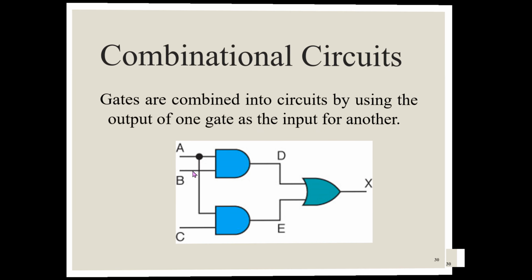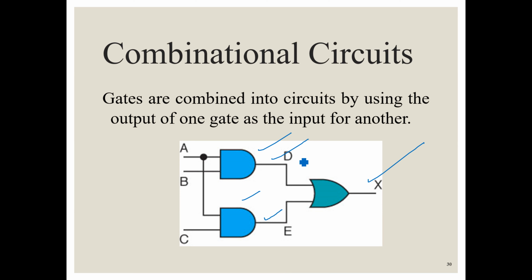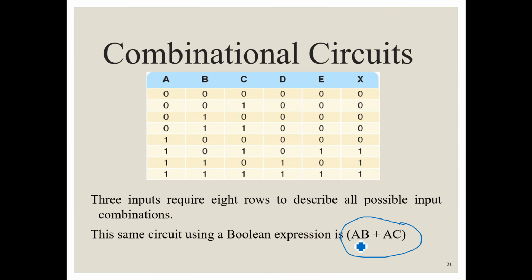D is equal to A dot B, and for E it will be A dot C. So now A dot B and A dot C are given as inputs to the OR gate. That OR gate will produce an output which is the sum of these two, that is AB plus AC. So this is what we have got over here.